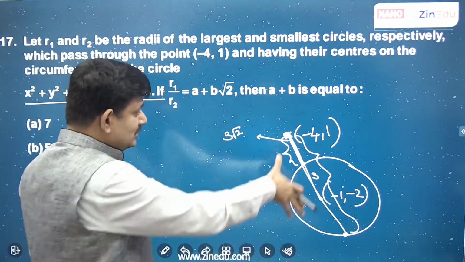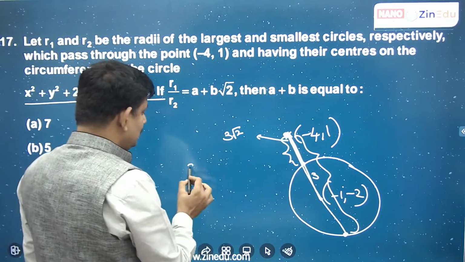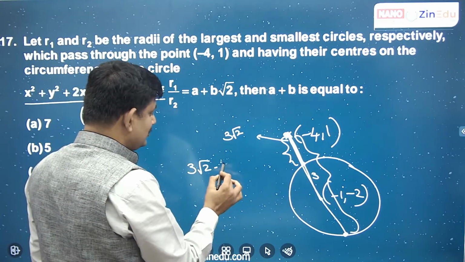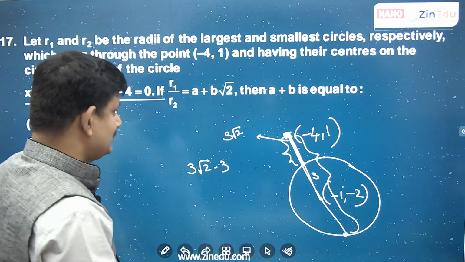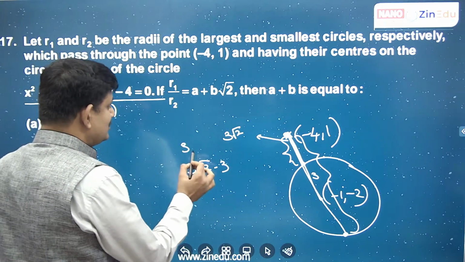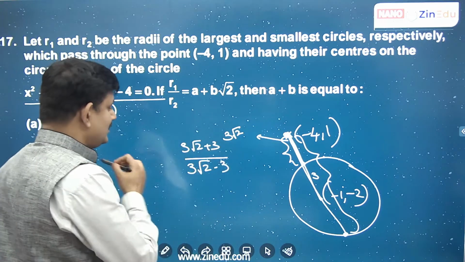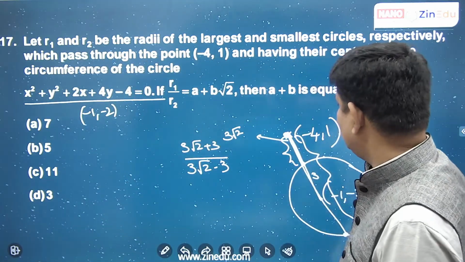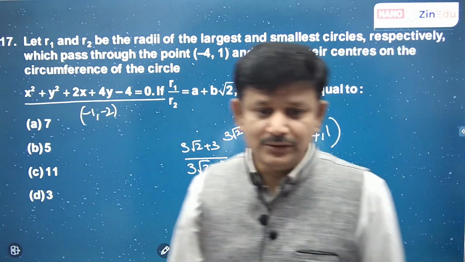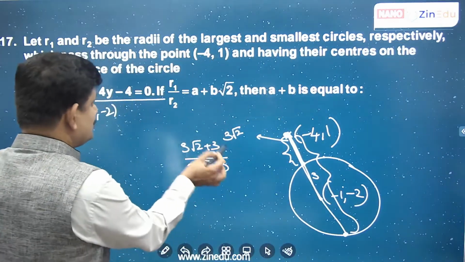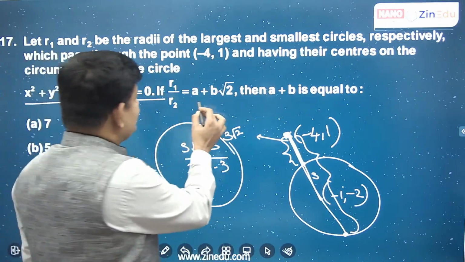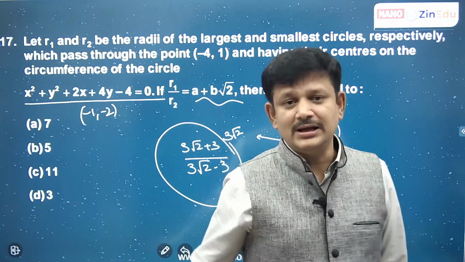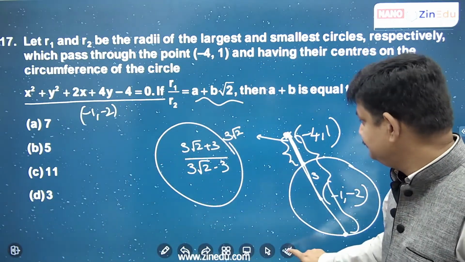So this distance is 3 root 2. 3 root 2 minus 3 is your smallest radius. 3 root 2 plus 3 is your largest radius. So that is how simple this question is. This is the ratio. He wants to express it in the form a plus b root 2. You can rationalize, simplify, and get the answer.